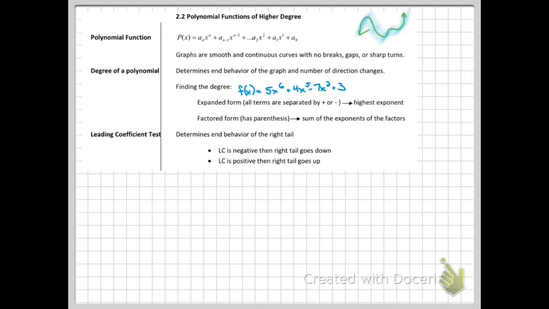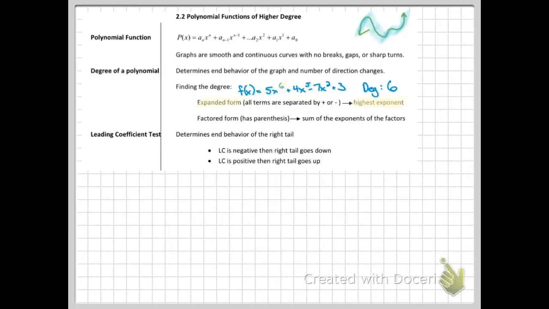When we have a polynomial in expanded form, there are only plus and minuses in between the terms. There's no multiplication happening. And when it's in expanded form, the degree is the highest exponent you see. Let's see. Highest exponent in expanded form. So in my example, the highest exponent I see is a 6. The degree is 6.